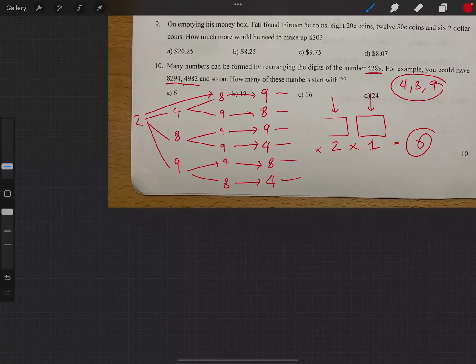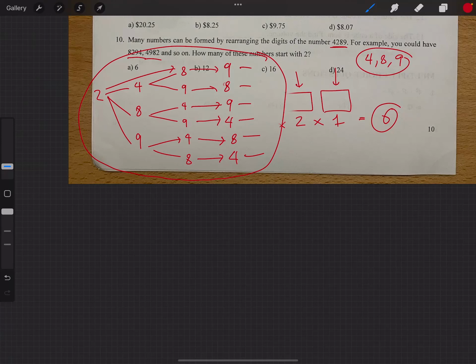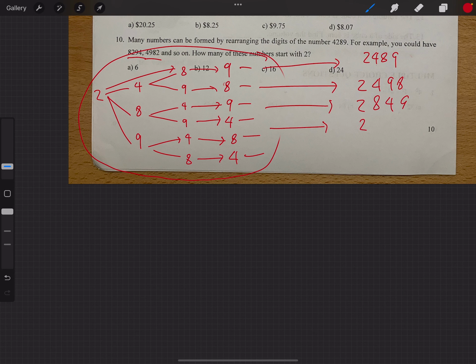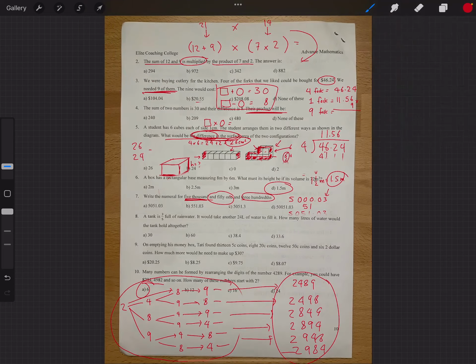Okay, so I just drew a tree diagram to illustrate all the possible combinations. And I can even write out all the possible combinations for you. Watch. The first one would be 2, 4, 8, 9. Second one will be 2, 4, 9, 8. Third one could be 2, 8, 4, 9. Next one, 2, 8, 9, 4, 2, 9, 4, 8, and 2, 9, 8, 4. See, all 6 combinations. There are no other combinations left. 6 is the answer. Alright, hope that helps.